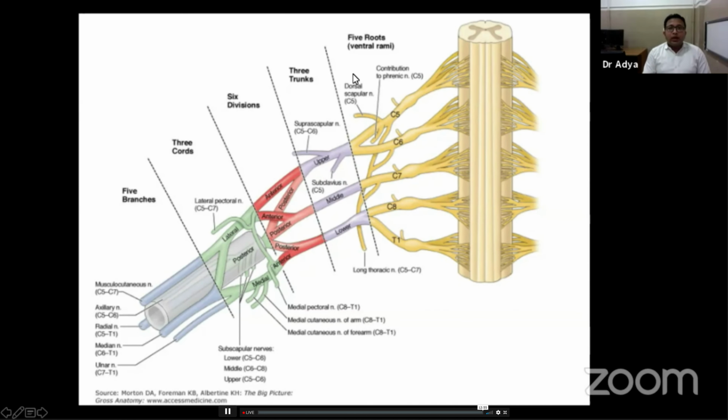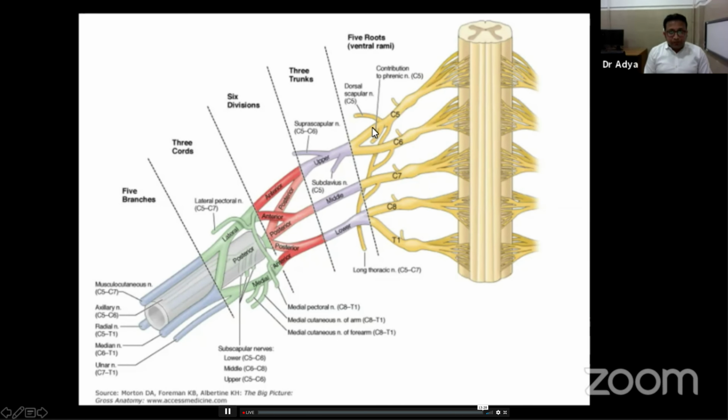Now, these roots and trunks are at the level of the neck between two important anatomical structures, which I'll be showing subsequently, that is the scalenus anterior and the scalenus medius and posterior muscle. Now we have a mnemonic to remember: roots, trunks, divisions, cords, and branches. Like "radiology toppers drink cold beverages or beer," whichever you may find suitable. So roots, trunks, divisions, cords, and branches.